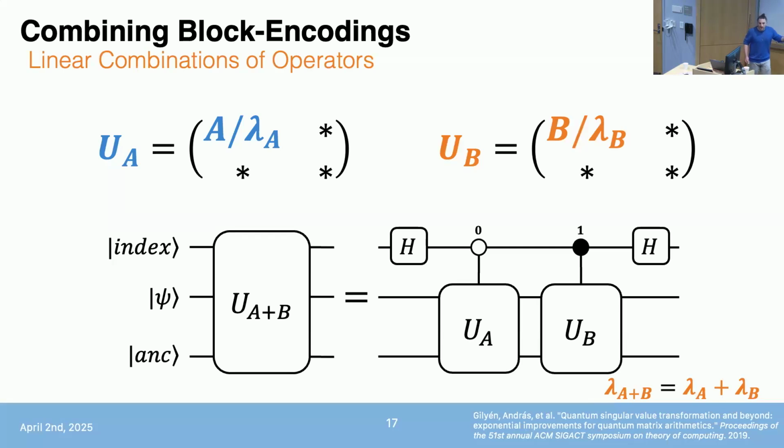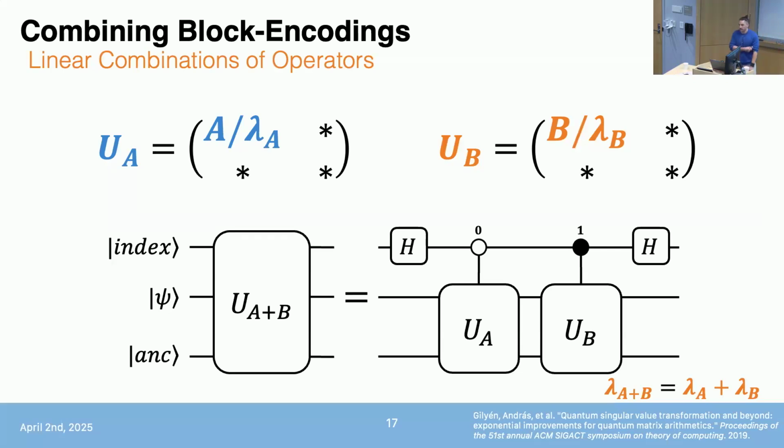One of the cool things, if it wasn't immediately obvious to you, is that this is just linear combination of unitaries. To reframe, linear combination of unitaries is constrained to the case where these block encodings are themselves unitary. So A and B are just unitary, and I don't need to create a block encoding since they are unitary themselves.